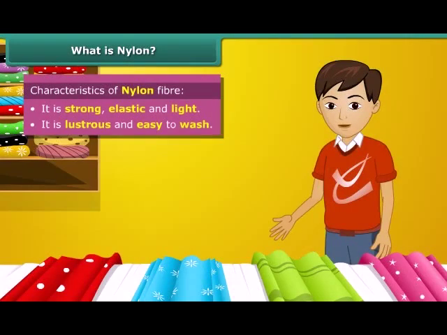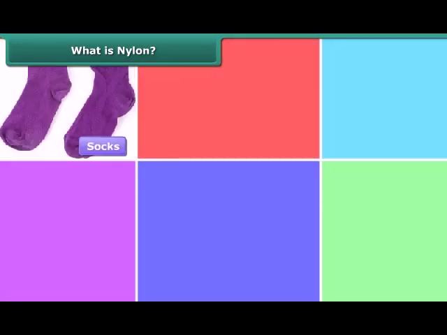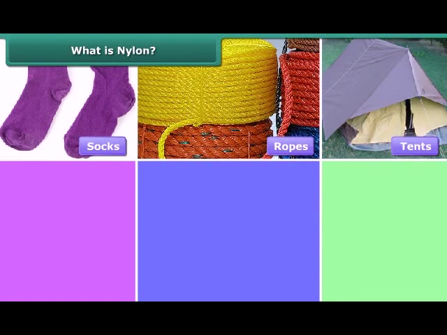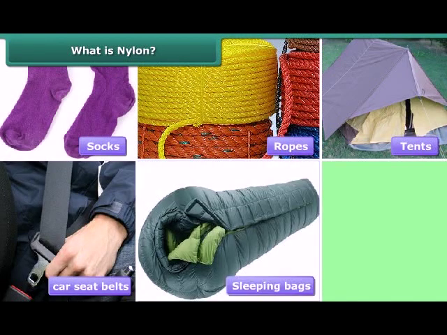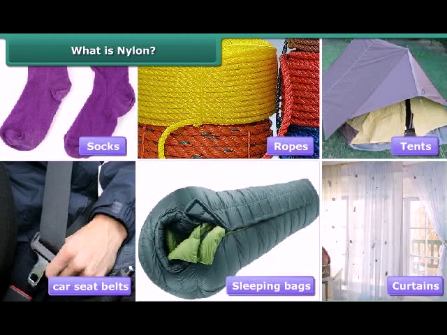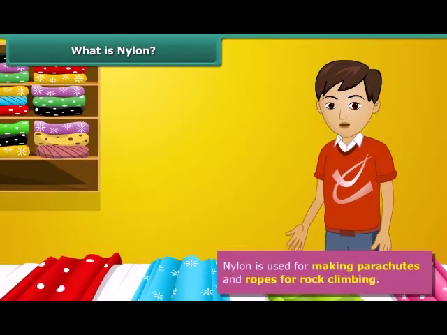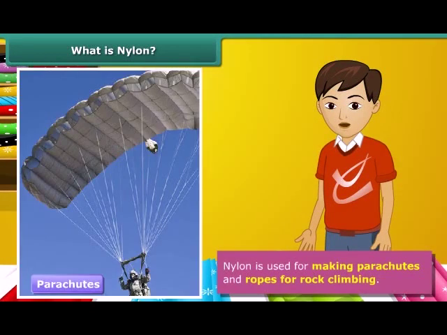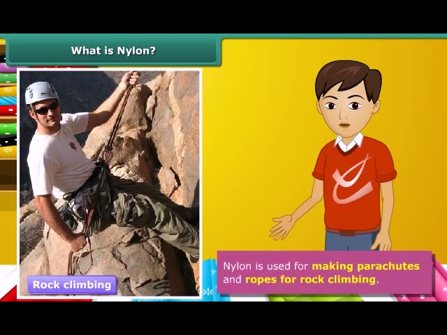It is used in making many articles such as socks, ropes, tents, car seat belts, sleeping bags, curtains, etc. Can you guess which fiber is used for making parachutes and ropes for rock climbing? Yes, it is nylon fiber since it is stronger than even a steel wire.